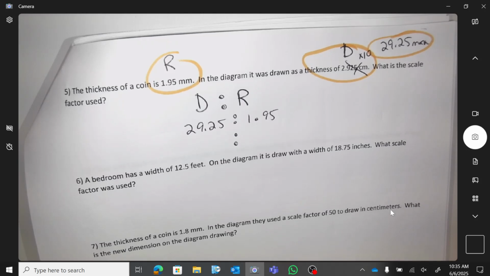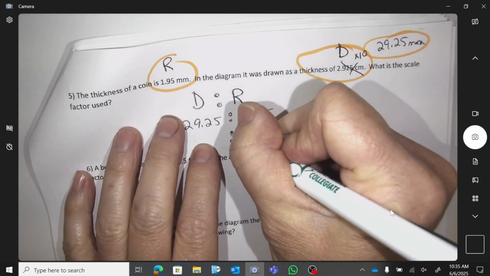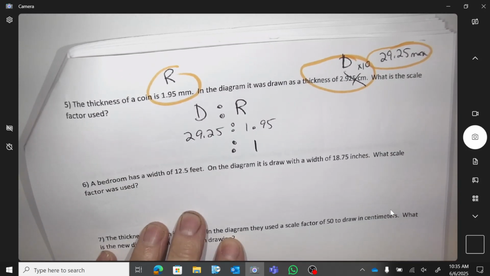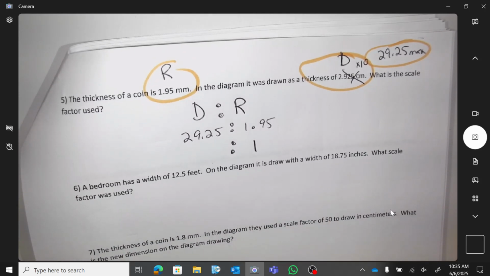Okay, now here's the idea. You need to make whatever one is smaller, turn it into a 1. Which number's the smaller number? 1.95. Turn it into a 1. And then what do you do to get the missing part of a 4-part thing? Multiply, divide.